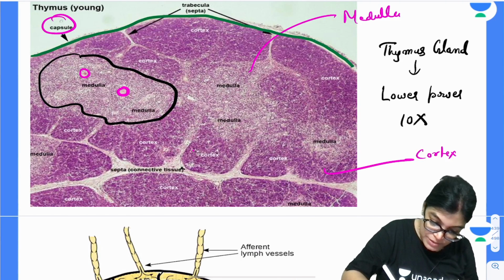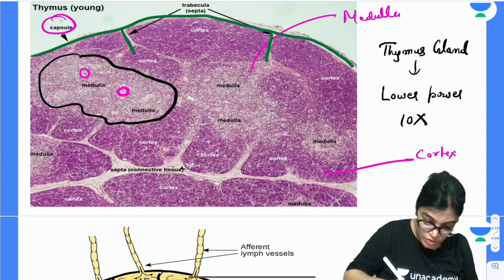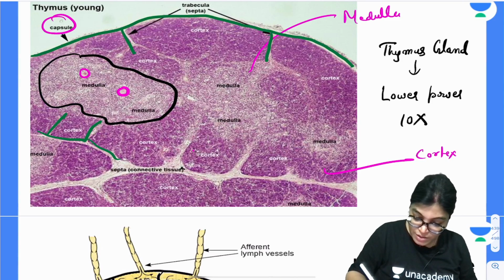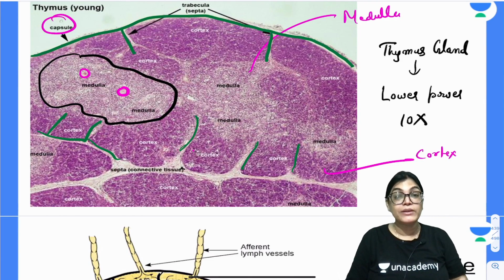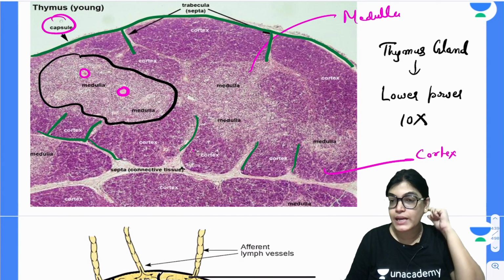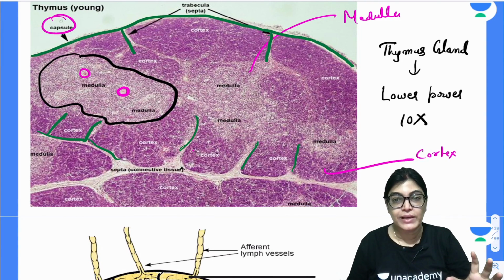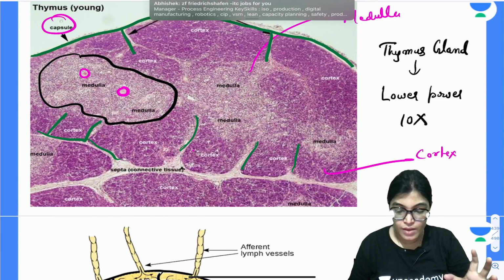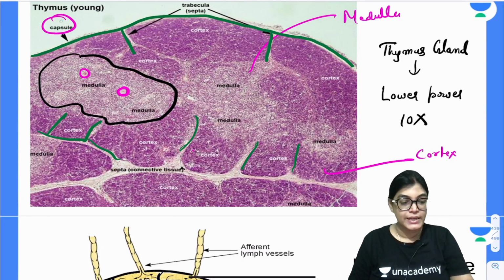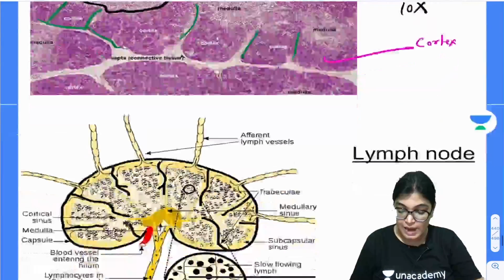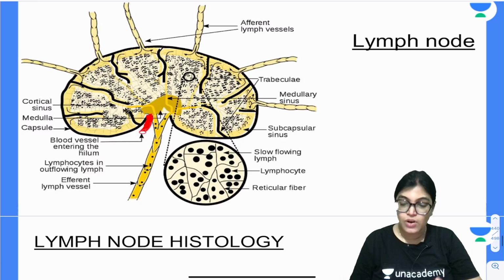What I told you, from the fibrous capsule incomplete septa are going inside, and these are dividing the whole of the thymus gland into lobes and lobules, and the medulla is containing Hassall's corpuscles, the characteristic feature for the identification of thymus gland. So is it okay? So we have got all the identifying features here. Now what is required is to move on to the next slide, that is the lymph node. So let's talk about the lymph node.